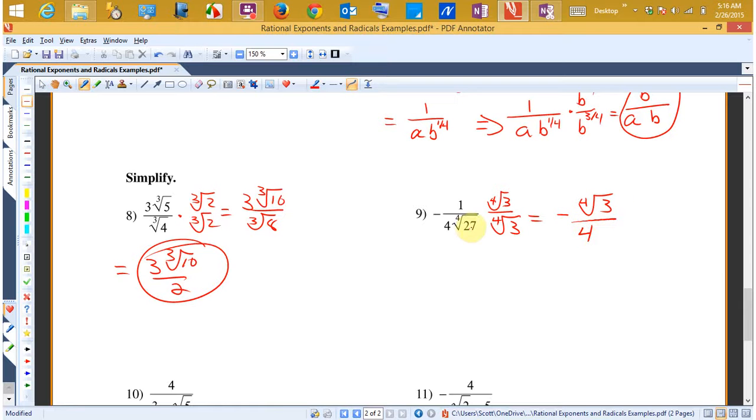The 27 times the 3, those are both going to combine under a fourth root, which would be the fourth root of 81. Well, that's simply 3. So I've got the fourth root of 3 all over 4, and the fourth root of 81 is 3, which would multiply by the 4, giving me 12.